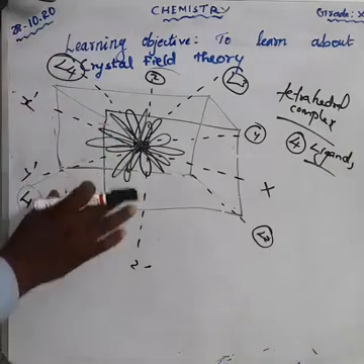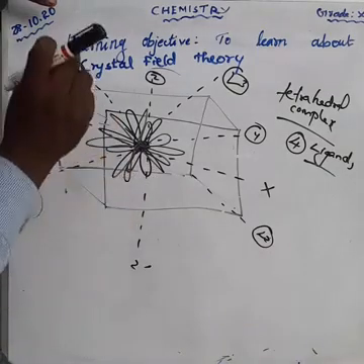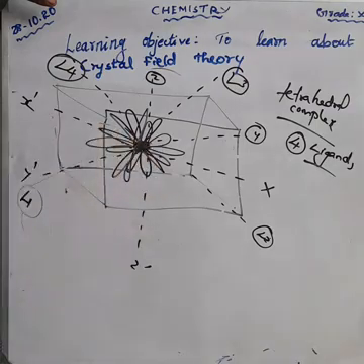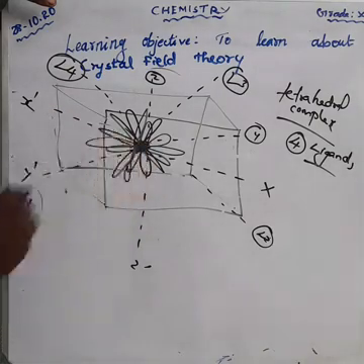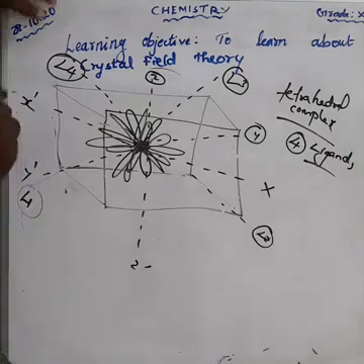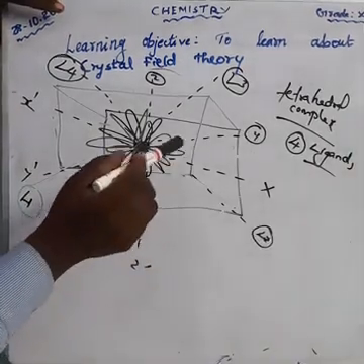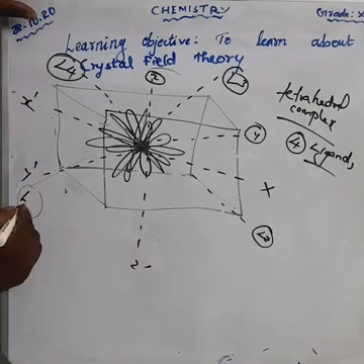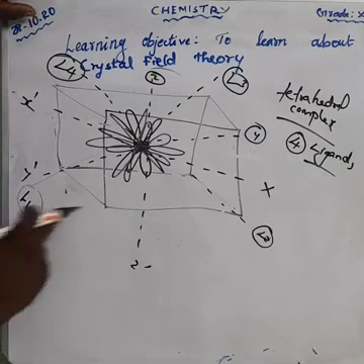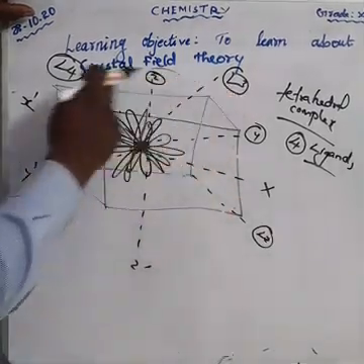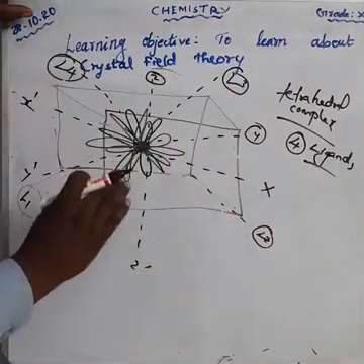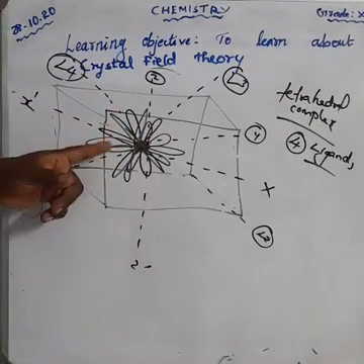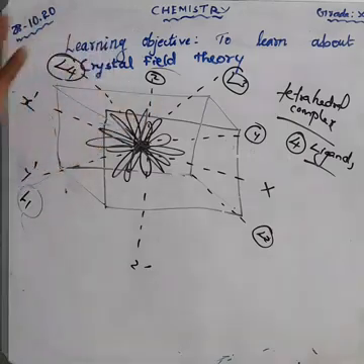Consider a cube in which the central metal atom is placed at the center. Here, 4 ligands: ligand 1, ligand 2, ligand 3, and ligand 4. The 4 ligands are approaching the central metal atom.